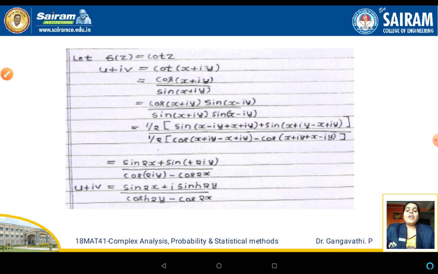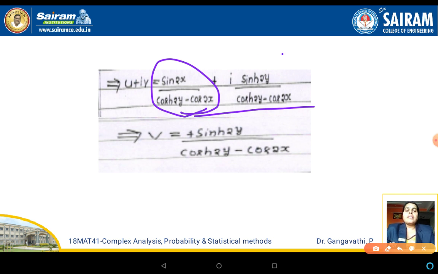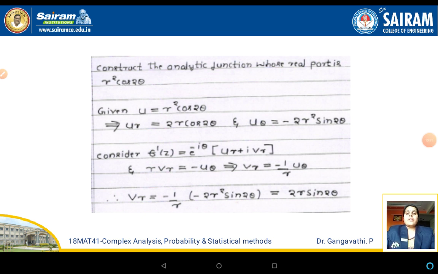But we need only v. u has been given. So you can segregate the real and imaginary parts. On segregation, you get this expression. And u here is sine 2x by (cos hyperbolic 2y minus cos 2x), which is our given expression. And this is our imaginary part which we wanted to find. Since this is correct, we can understand that what we have found is also right. So this is how you need to work out the problems. Hope you understood. Let us look at another problem.